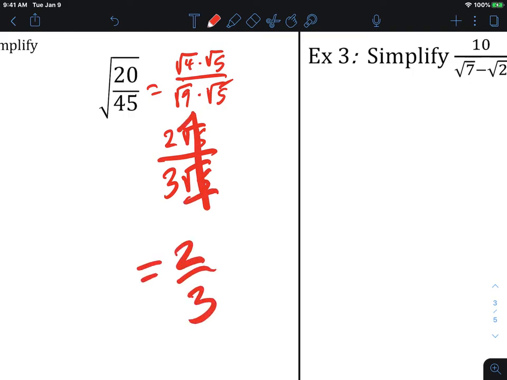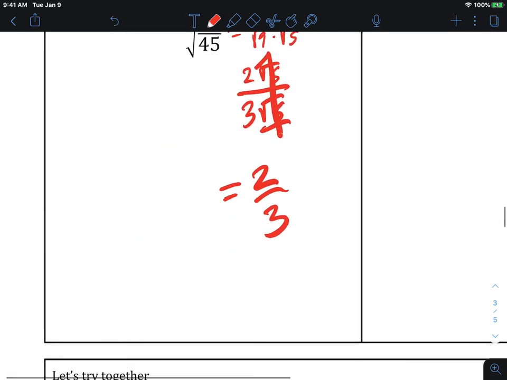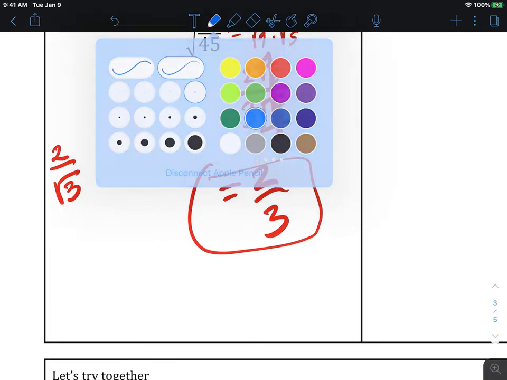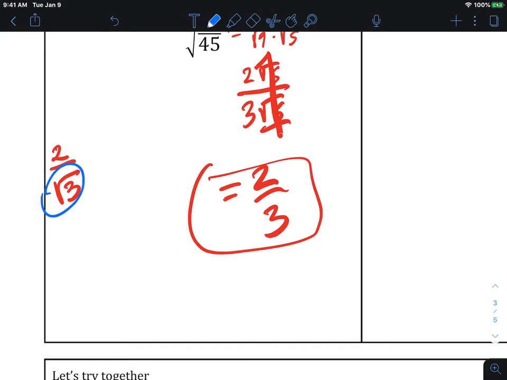Now the big question is, do I have a radical left in the denominator? If I did, that would be a problem, right? So if my final answer was, let's say, 2 over radical 3, that would not be a good answer because a radical's in the bottom of the fraction. So I have to rationalize the denominator. I multiply that by radical 3, and I multiply that top by radical 3 because that is just a big 1. So I'm not changing the fraction, I'm making it equivalent.